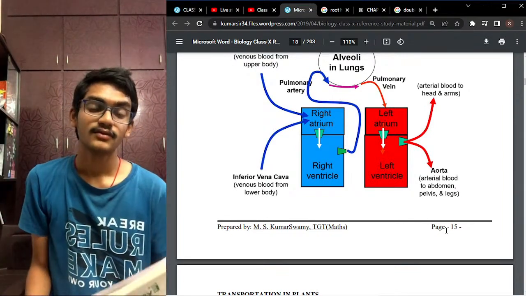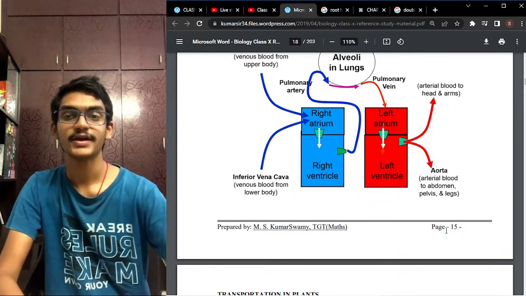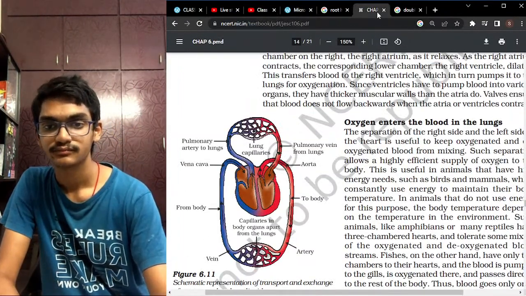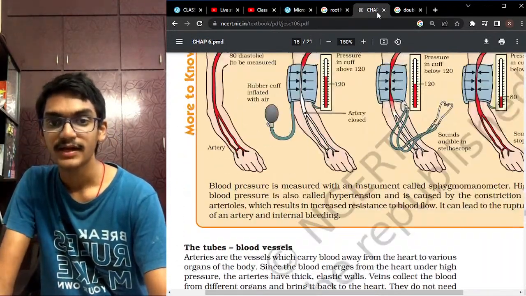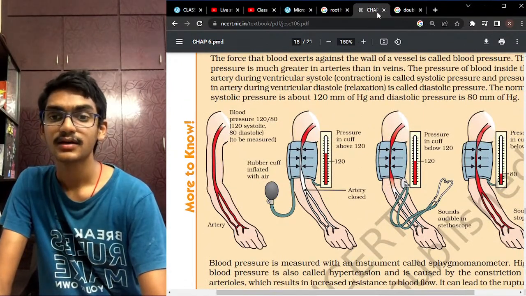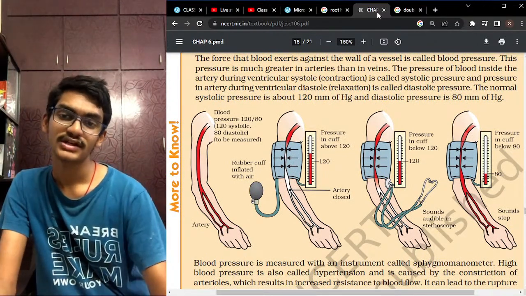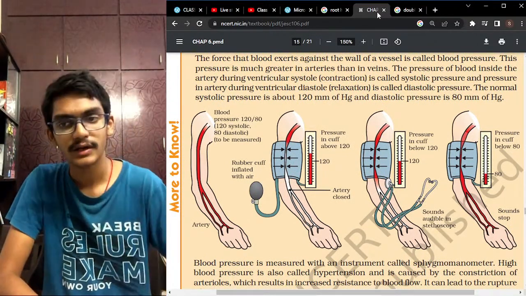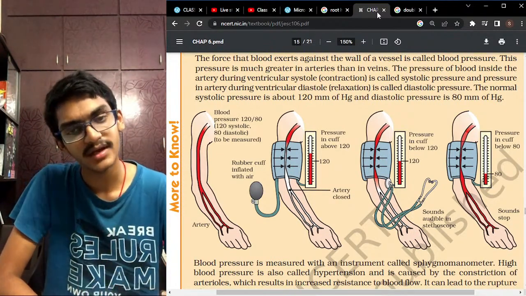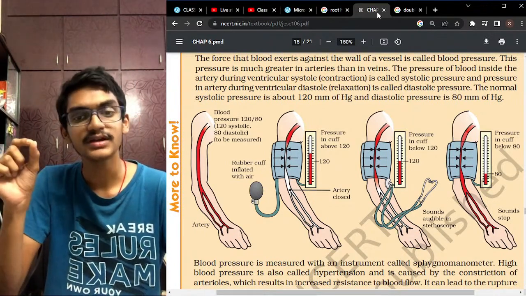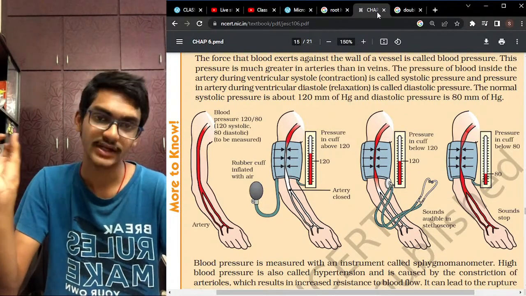Why are we learning about the diastolic and the systolic pressure? This is very important because of blood pressure, as you can see on this page and the next. The normal blood pressure is 120 by 80. That is, the systolic pressure by diastolic pressure should always be 120 by 80. Systolic pressure is 120 mm of mercury, and diastolic pressure is 80 mm of mercury.